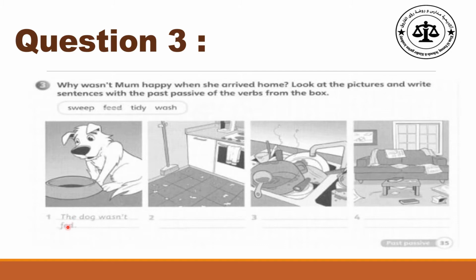Number 1, the dog wasn't fed. Look, we changed the verb feed into fed, verb 3. Number 2, this is the floor. The floor wasn't swept. Number 3, here we have the dishes. The dishes, excellent, weren't washed.